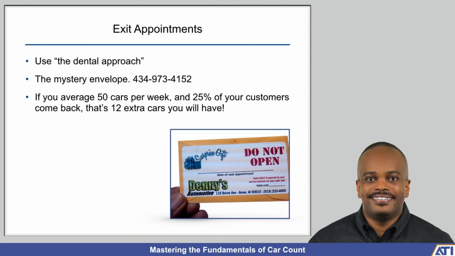If you average 50 cars a week, and we'll be conservative with our estimates, if only 25% of your customers came back, that's 12 extra cars that you wouldn't have normally had. And if you have a $400 ARO, that's $4,800 of business in the next 90 days that you wouldn't normally have. A lot of our shops have 50% of the customers coming in. So tremendous opportunity for us.